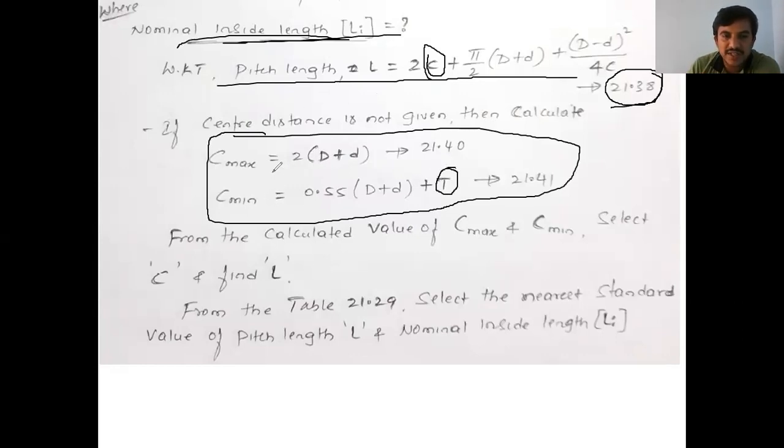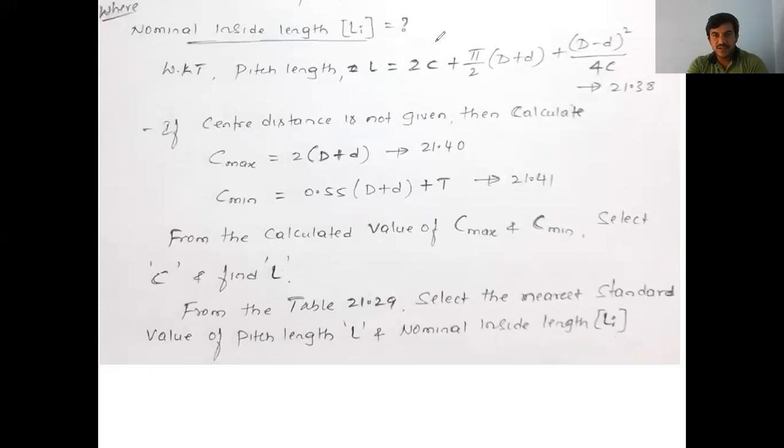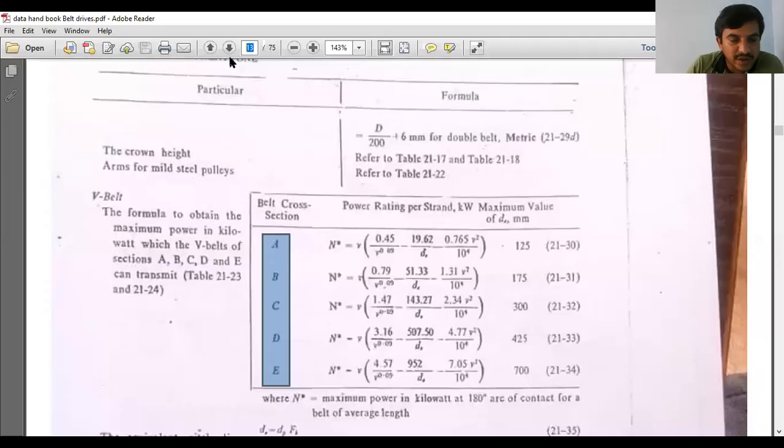Then once you calculate C max and C minimum, choose any round value between C minimum and C maximum. Then substitute it into equation number 21.38 and calculate the nominal pitch length. Once you calculate the nominal pitch length, refer to table number 21.28 and select the nearest standard value of pitch length, and then the nominal inside length by referring to table number 21.29. See that in the data handbook, table number 21.29.